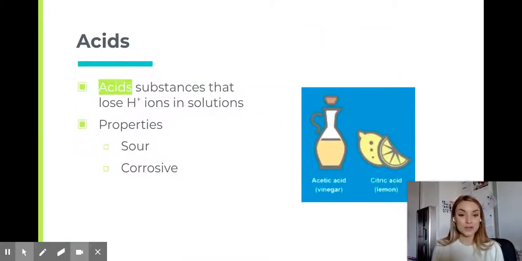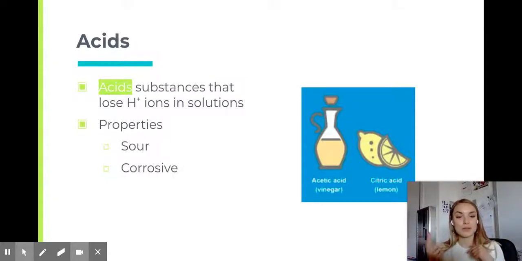So you've probably heard the terms acids and bases before, and you've maybe even talked about acids especially in your everyday life, because acidity is a flavor that we use often, like when we're cooking. So perhaps you've heard of it before, but let's talk about the scientific definition of what an acid is. Acids are substances that lose hydrogen plus ions in solutions.